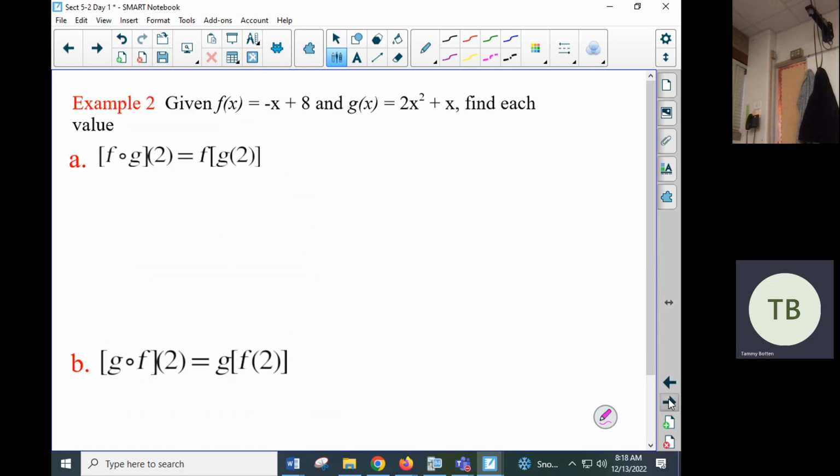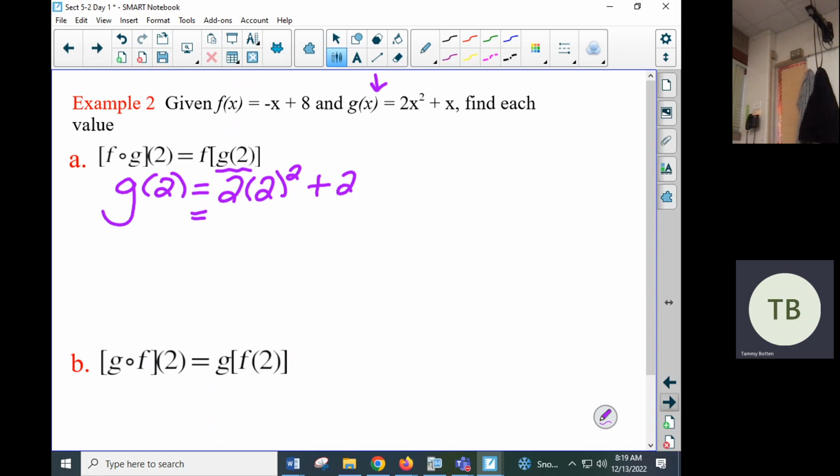All right, so let's try this again. So again, this one we have F, and this means composition of F and G of 2, okay? So the F goes outside, we start with the G of 2. And G of 2, I'm going to take this function and put 2 in for both of these x's, okay? So it's going to be 2 times 2 squared plus 2.